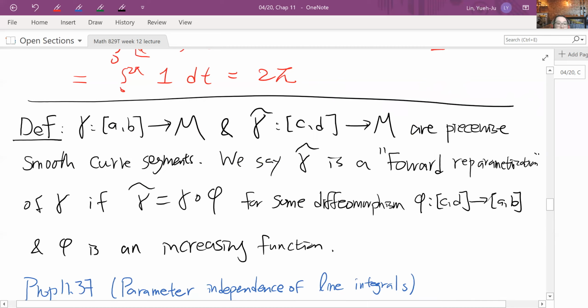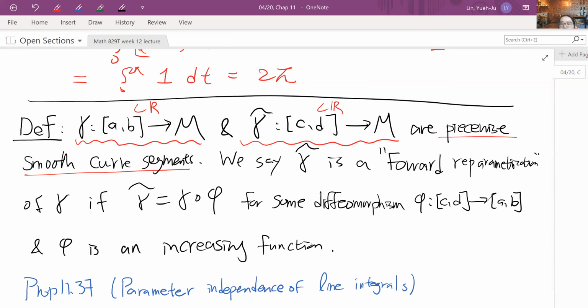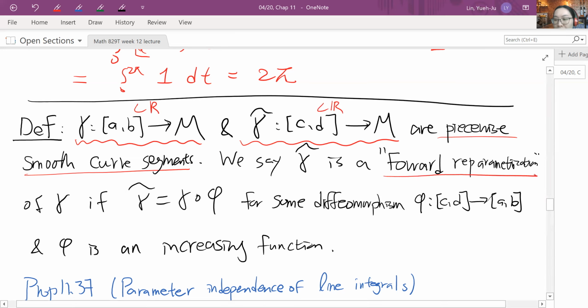So first we need to define what a reparametrization means. Reparametrization just means, okay, if I have a smooth or piecewise smooth curve, right? It doesn't necessarily need to be completely smooth. And you have a curve γ from a domain [a,b] in the real line to M. And then you have γ_δ, which is from another domain, another compact interval. And we call this γ_δ the forward reparametrization of γ if γ_δ is really just γ composed with a diffeomorphism between the interval [c,d] and [a,b].